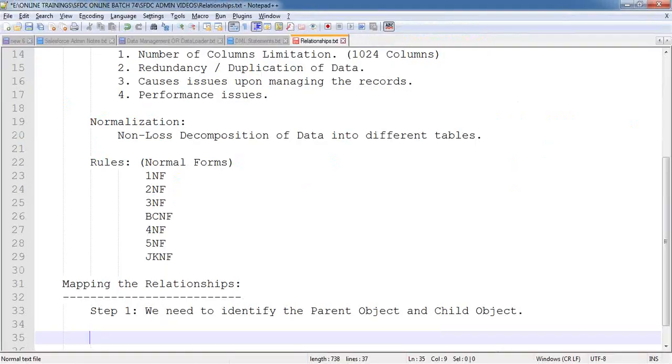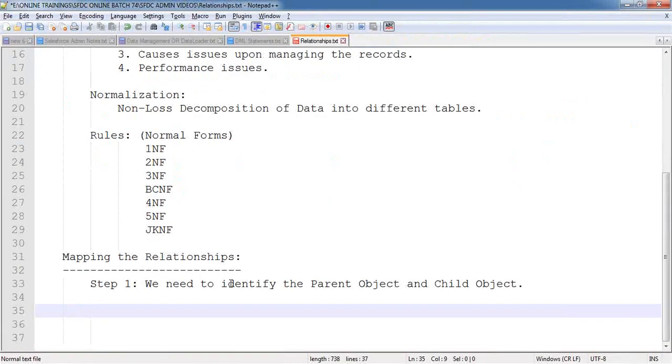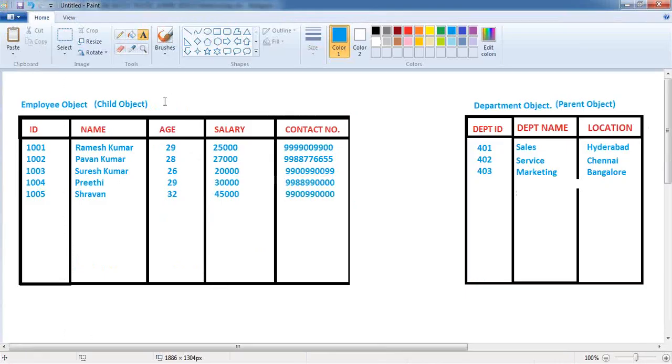Next one. Once we have identified the parent and the child objects, we need to map the association. Whenever we are mapping the association, from where to where do we need to map it? From child to parent or from parent to child? Always we have to map the association from child to parent, not from parent to child.